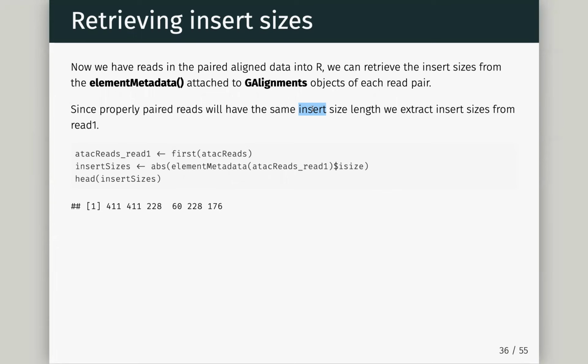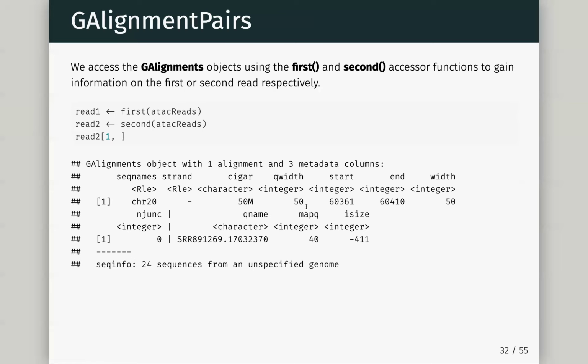We know they're all properly paired, so I will just extract my first read from my GAlignmentPairs object. That will give me this GAlignments object. And then for some reason, I've used elementMetadata here. It's the same as mcols. This is probably deprecated, and mcols is probably the new one. But effectively mcols, and I will extract now the insert size column. So just to show you that, I'm basically trying to get this column here.